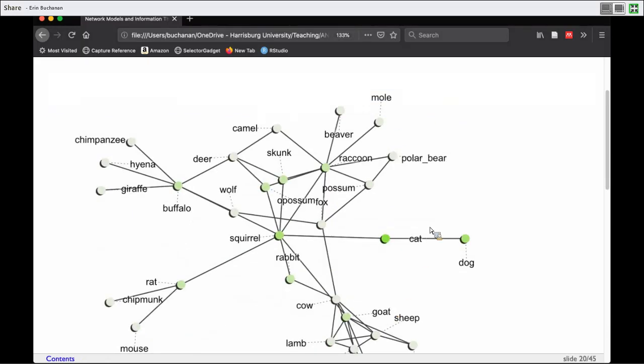So cat here is directly connected to dog and squirrel. But then squirrel, if you look at the coloring here, is connected to rat, rabbit, goat, raccoon, skunk, and possums, and also buffalo, which is a little weird. And then the third hop out here is the lightest color. So cat is indirectly connected to polar bear through squirrel, then raccoon, and then polar bear, I guess. Don't ask me how you go from raccoon to polar bear, but somebody did.